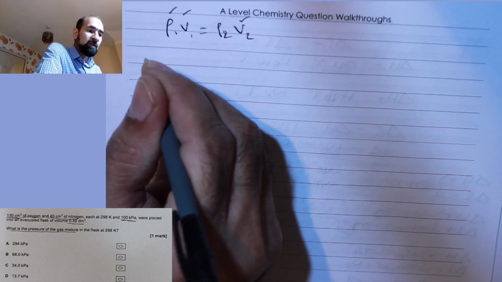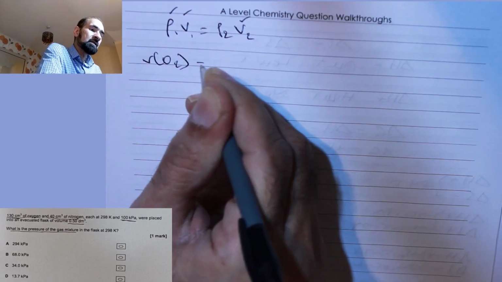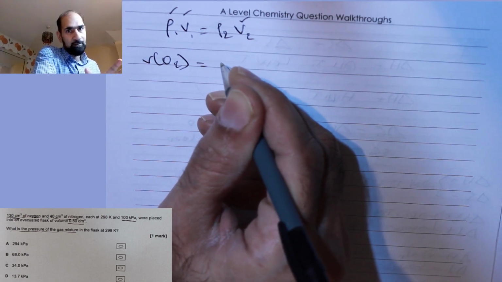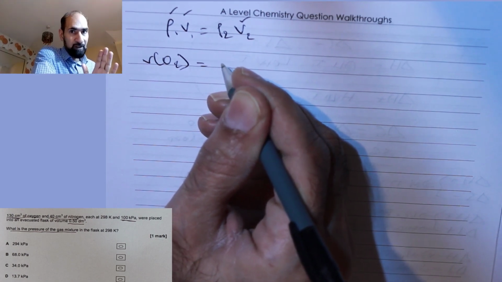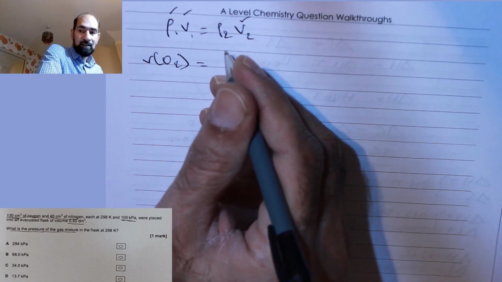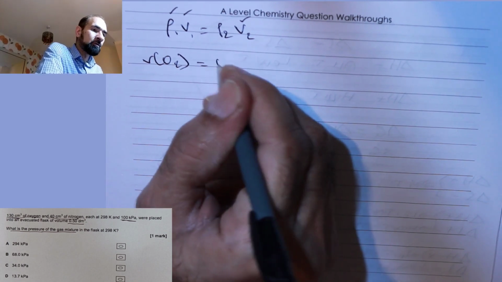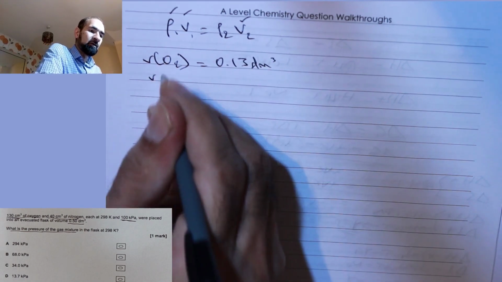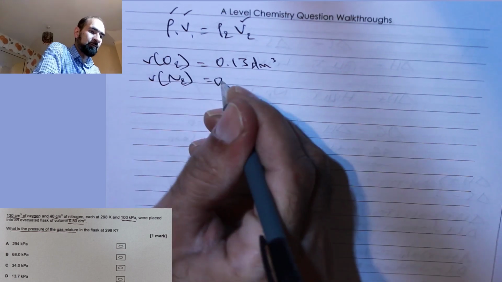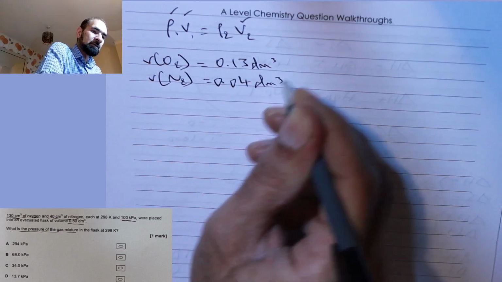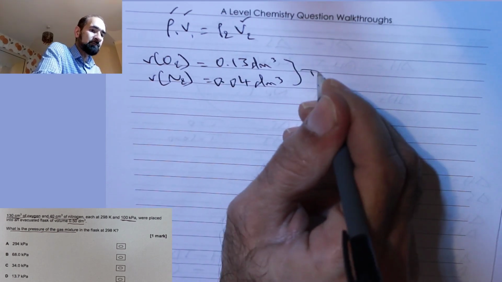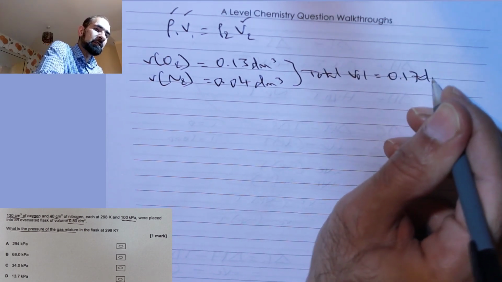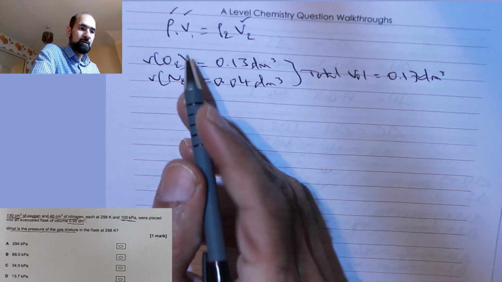The volume of oxygen in decimeters cubed is 130 divided by 1000. If you don't know how to convert centimeters cubed to decimeters cubed, where have you been, right? So 130 divided by 1000 is 0.13 decimeters cubed. The volume of nitrogen is 0.04 decimeters cubed. So the total volume is equal to 0.17 decimeters cubed. All right, so I have my total volume.